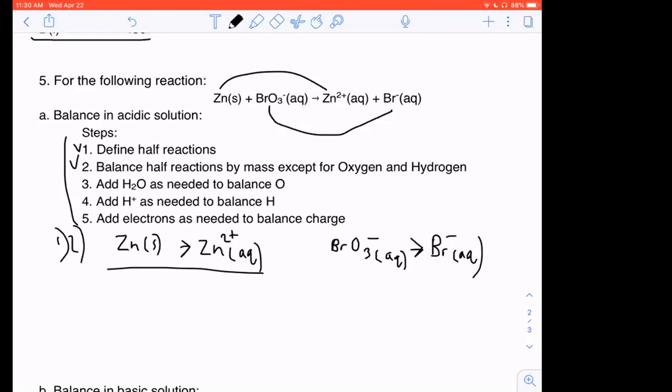The third step then is to add H2O in order to balance out the oxygens on each side. And so looking at this one might be a little easier than you're used to seeing, just because in this case, for the zinc, there's actually no oxygens present either. So step 3 is good for this one. For the bromine, on the other hand, you have 3 oxygens in the reactants. So for every water, you have 1 oxygen. That means we're going to have to add 3 waters to the products. So all we have left then in this reaction is BrO3 minus gives you Br minus plus 3H2O.